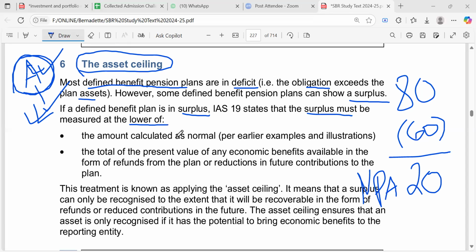First, the amount calculated as normal. This is normal, right? Yes. How to get these net plan asset or liability: for the asset, we take the fair value, and for the liability, we take the present value, right, of the obligation, and then we net.